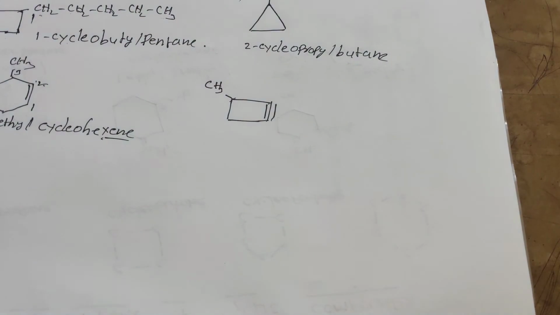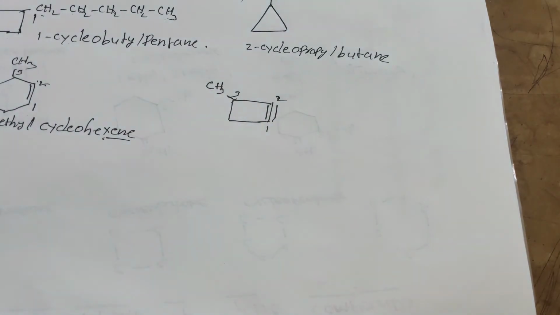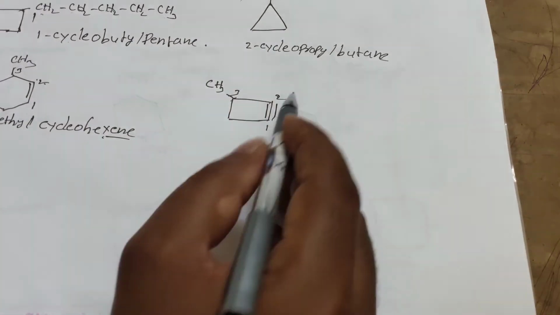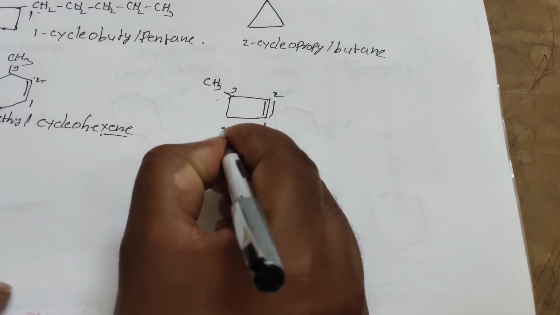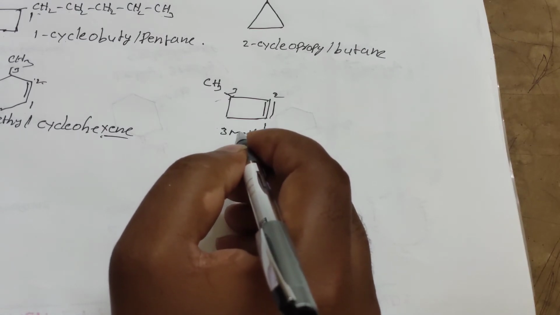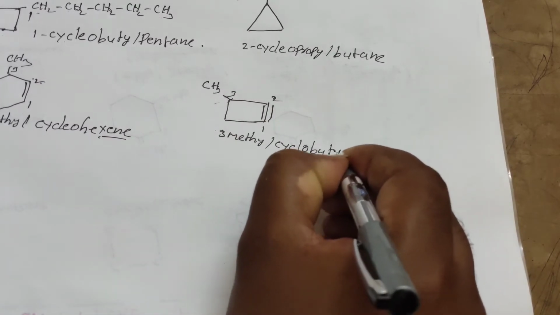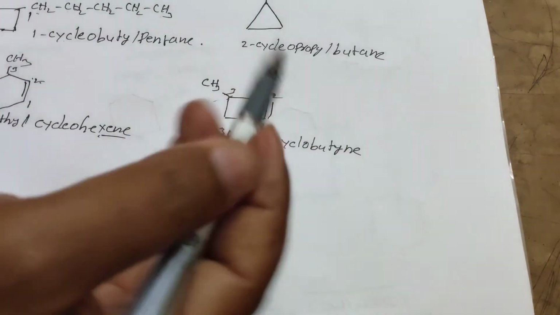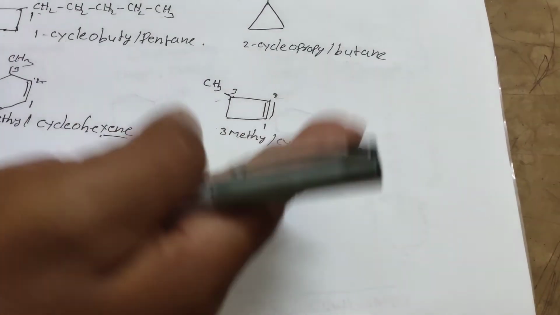So this time also I am giving the numbers 1, 2 and 3, and the name of the compound is 3-methyl. In the third position they have the methyl group, so the name of the compound is 3-methylcyclobutane. So in case they have either the double bond or triple bond in the cyclic compound, you can write the nomenclature like that.